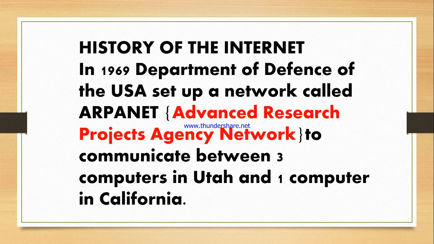So they connected themselves with the ARPANET, and gradually it grew bigger and bigger, and now it has taken the shape of the internet, which we are using now. So now the name has changed from ARPANET to internet. So now you understand how the internet arrived. The internet arrived in 1969 by the Department of Defense of the USA. The first communication was between three computers in Utah and one in California. Later the universities arrived, and gradually it became bigger.